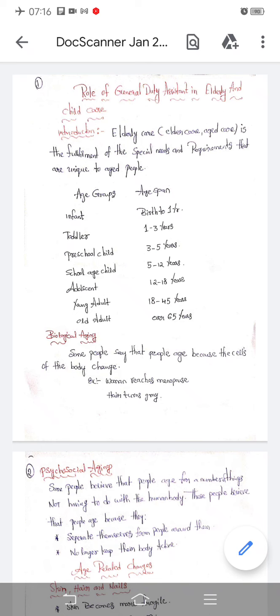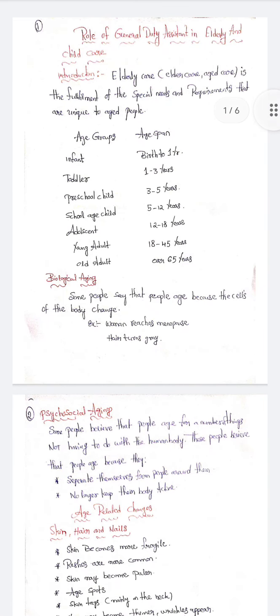We have some age groups. From birth to 1 year, we call them an infant. The children who are from birth to 1 year, we call them infants. Next, a 1 to 3 years baby is called a toddler. Next, 3 to 5 years children are called preschool children. Next, 5 to 12 years children are called school age children or school going children. 12 to 18 years children are called adolescents.